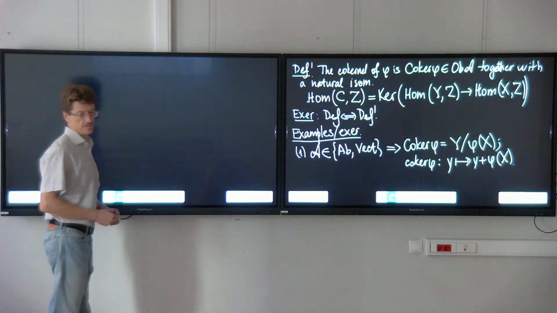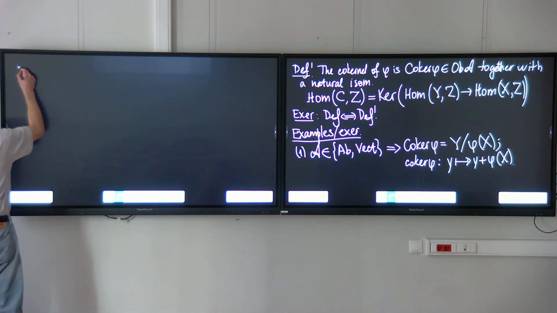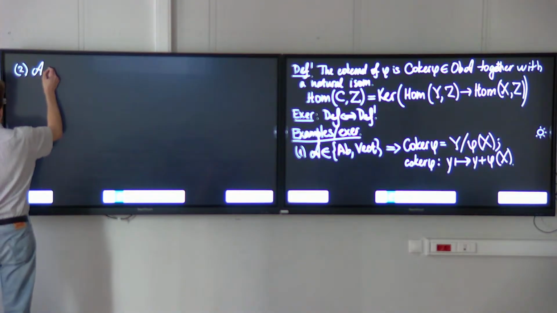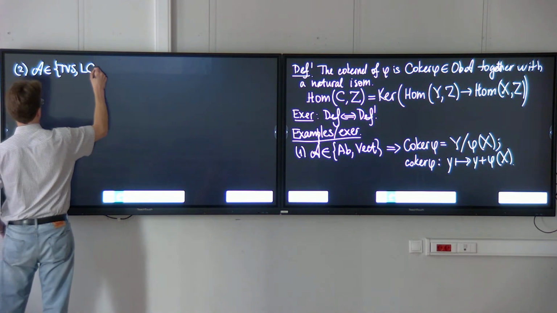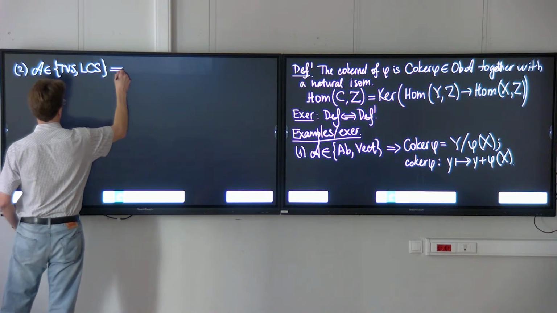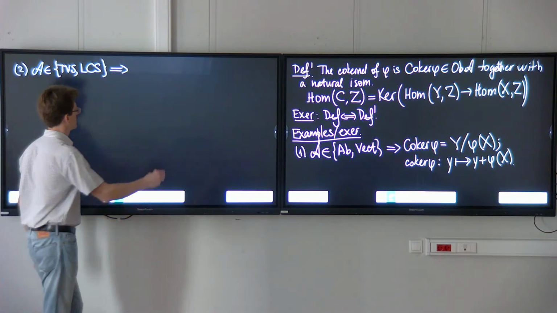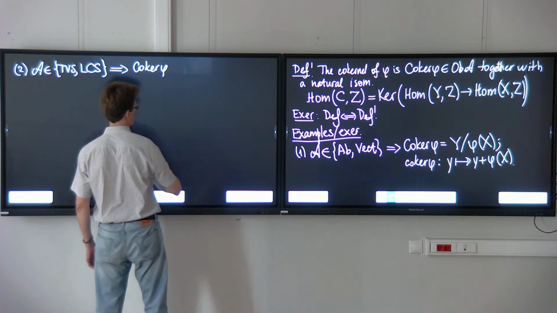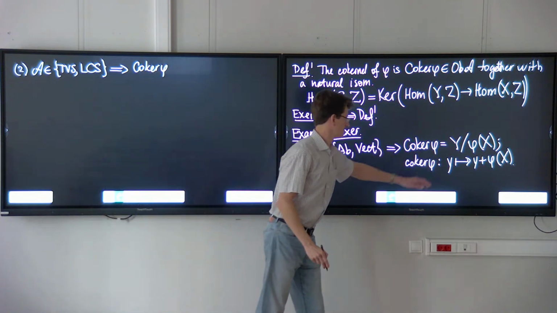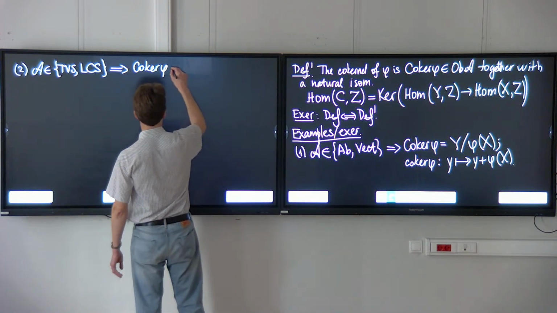You can now take the category of topological vector spaces, or the category of locally convex spaces. And again, every morphism has a co-kernel, and again, this is the quotient equipped with the quotient topology.